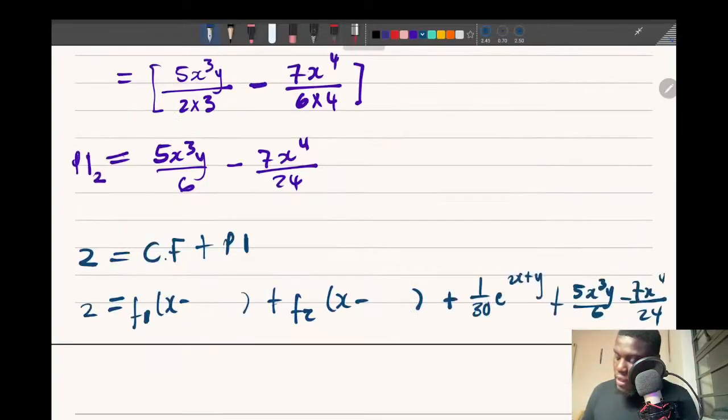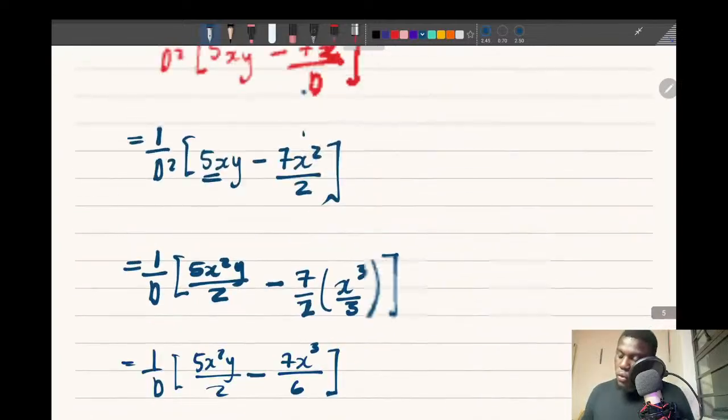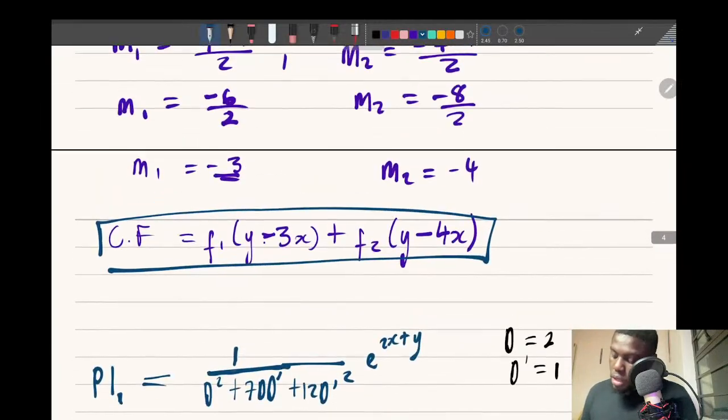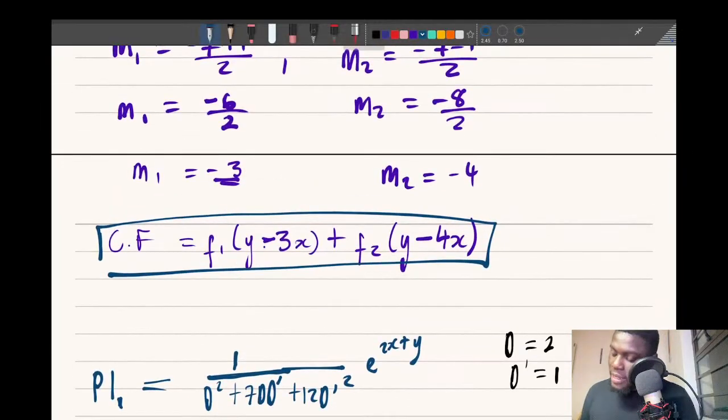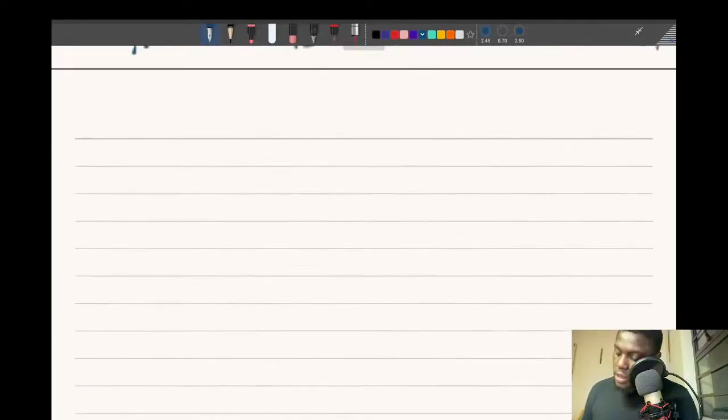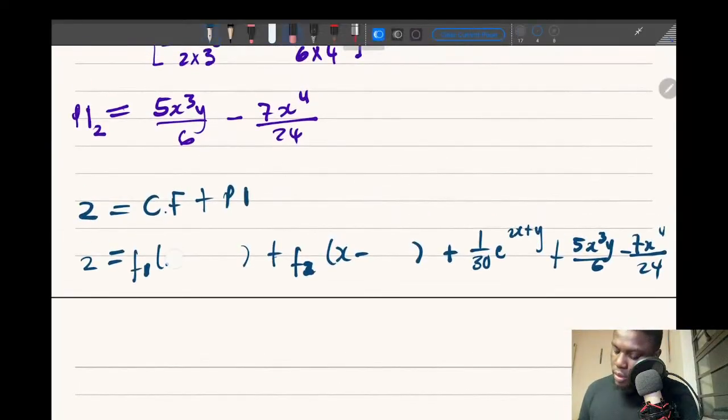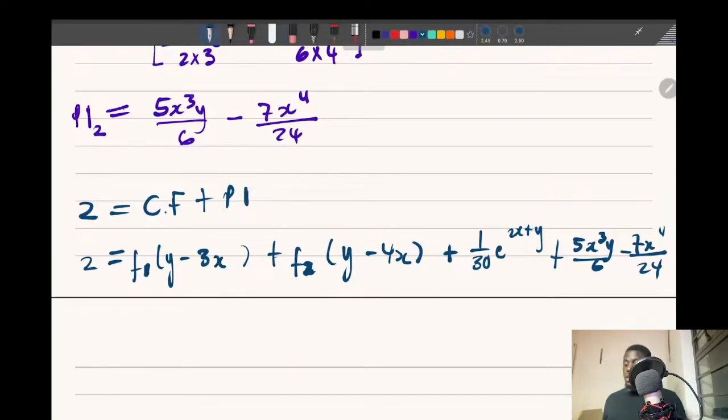There's an F1 and an F2. For F1, it was y minus 3x, then here it is y minus 4x. And here's the final solution for z for this particular situation.